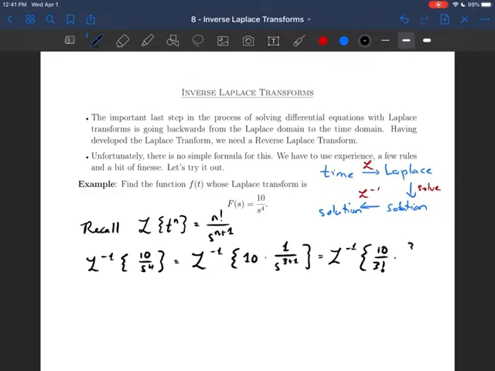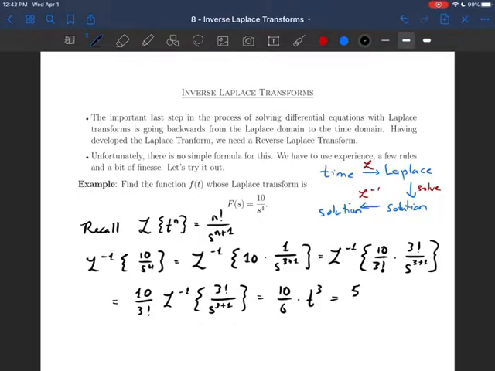So we do that with a simple multiplication and division. This is the inverse Laplace transform of 10 over 3 factorial times 3 factorial over s to the 3 plus 1. And now Laplace transforms and inverse Laplace transforms are linear, so we can pull out the 10 over 3 factorial, inverse Laplace of 3 factorial over s to the 3 plus 1. And so that's 10 over 6 times the inverse Laplace transform of 3 factorial over s to the 3 plus 1, which is t cubed. So we get that the inverse Laplace transform of 10 over s to the 4th is 5/3 t cubed. That's how it works.